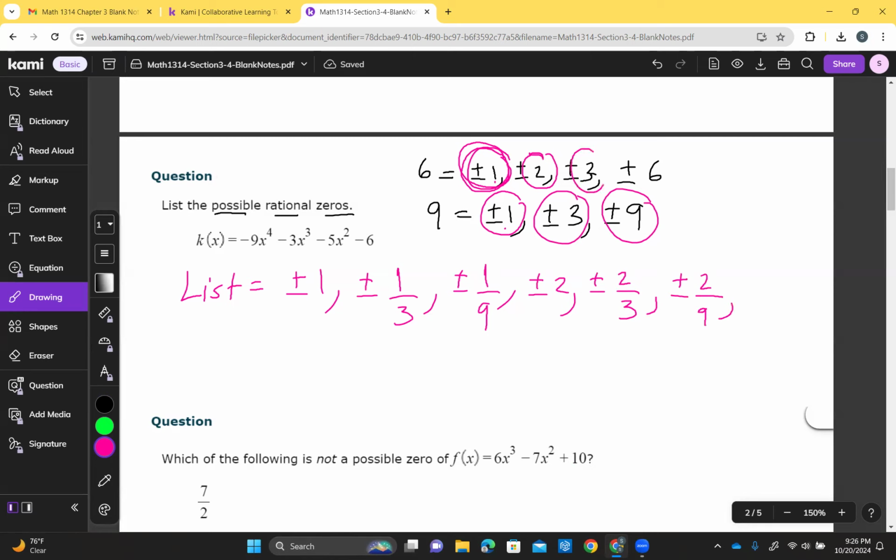Next number is 3. 3 divided by 1 is 3. 3 divided by 3 is 1. 1 is already here, so I don't need to repeat. 3 out of 9 is 1/3. It's already here. I don't need to repeat it. 6 divided by 1 is 6. 6 divided by 3 is 2, and it's already in the list. 6 out of 9 is the same fraction as 2/3. And these are the numbers that will be the possible rational zeros for this polynomial function.